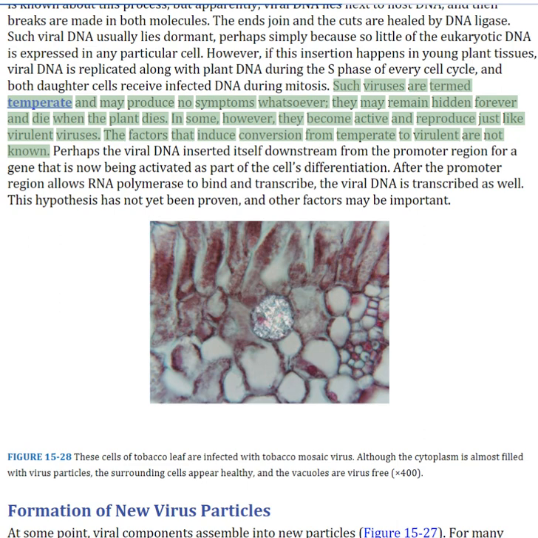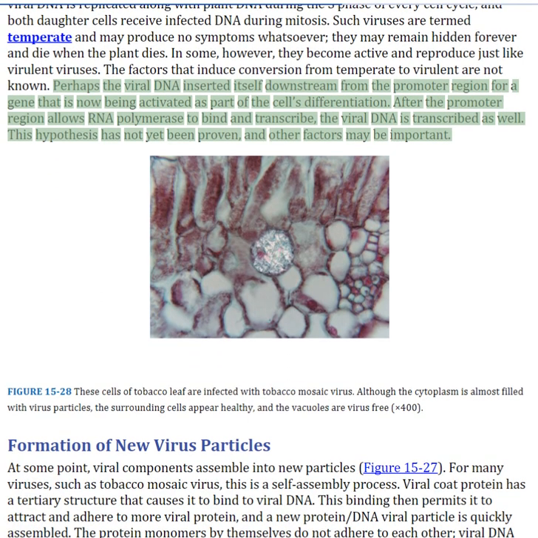In some, however, they become active and reproduce just like virulent viruses. The factors that induce conversion from temperate to virulent are not known. Perhaps the viral DNA inserted itself downstream from the promoter region for a gene that is now being activated as part of the cell's differentiation. After the promoter region allows RNA polymerase to bind and transcribe, the viral DNA is transcribed as well. This hypothesis has not yet been proven, and other factors may be important.